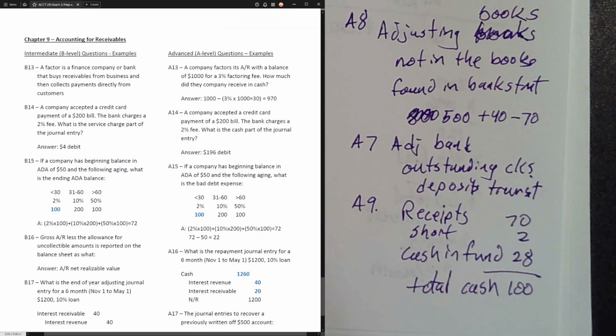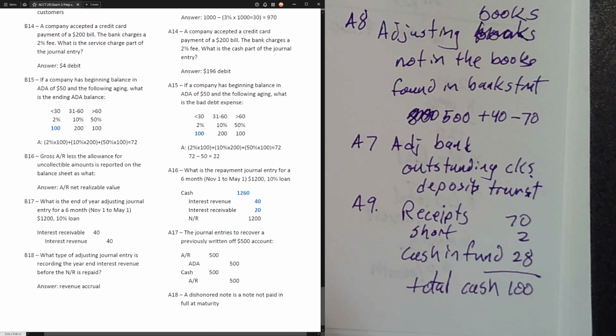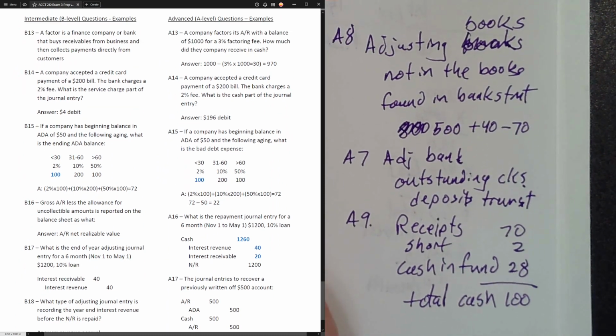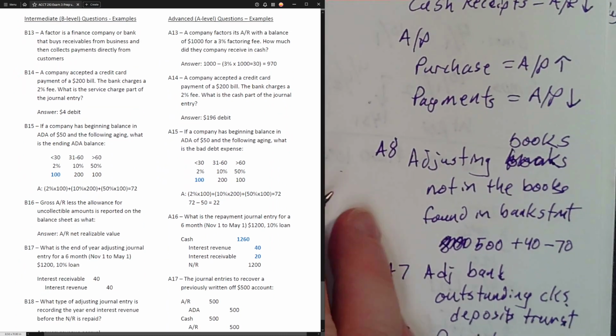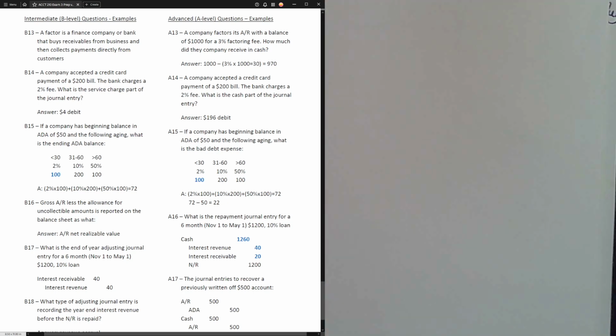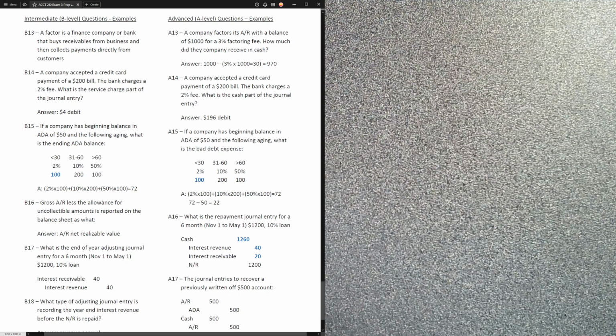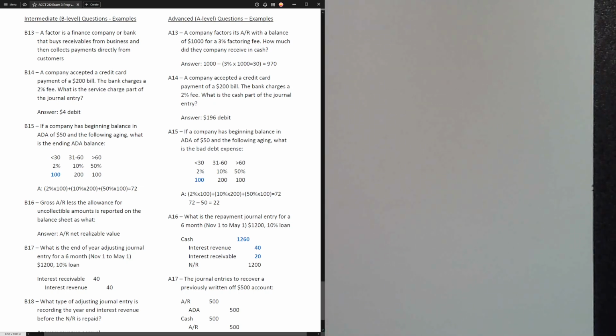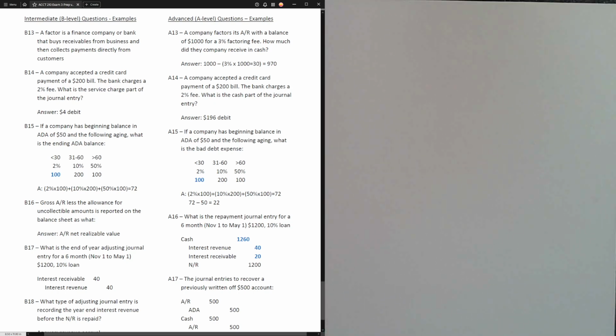Last chapter, A and B. There's a little bit more information here, although I'm going to point out that they are going to be matched. So I'm going to describe them as they're matched. And what do I mean by that? Look at B13 and A13. B13 is a knowledge question, a factor in a finance company, this, that, and the other. And then A13, I ask you a number question for a factor.